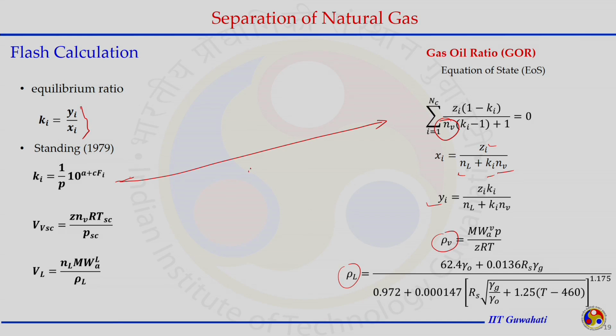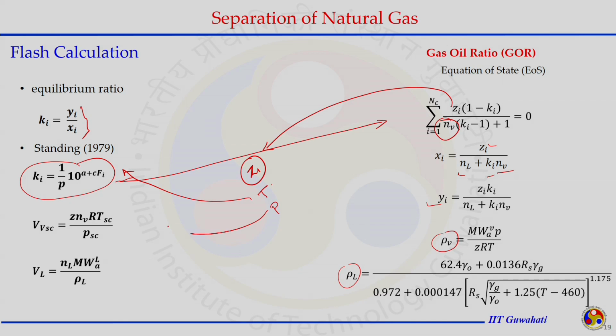An important point here is that it depends on the composition. If the Zi compositions are changed, the entire calculation will change, because it depends on Zi. It also changes if temperature or pressure is changed, because the calculation of Ki depends on temperature and pressure as well as composition.